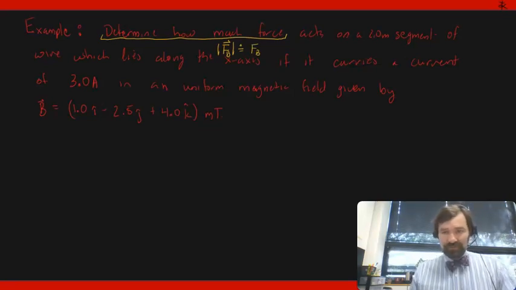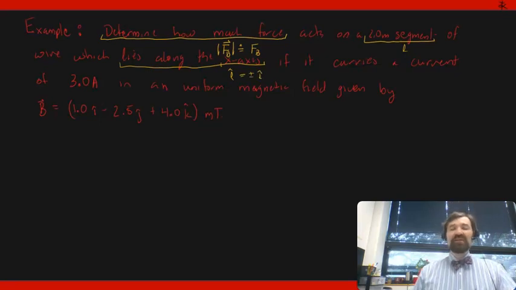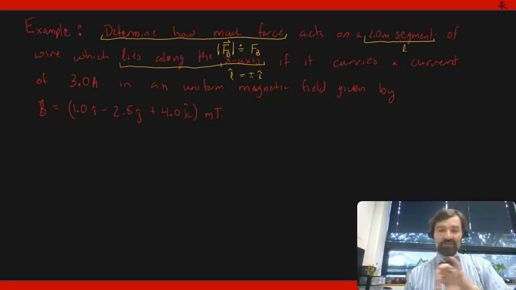We're told that it's a 2.0 meter segment L, lying along the x-axis. That basically means that L hat is plus or minus i hat. We don't actually have enough to specify whether it's plus or minus, but since we're trying to figure out a magnitude only, it doesn't matter whether the current is moving to the right or whether the positive charges are moving to the left.